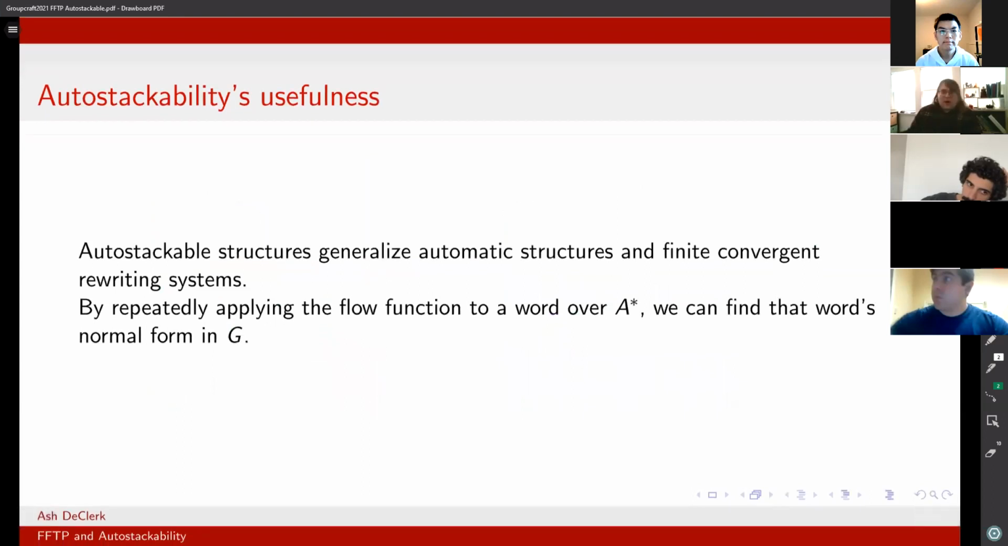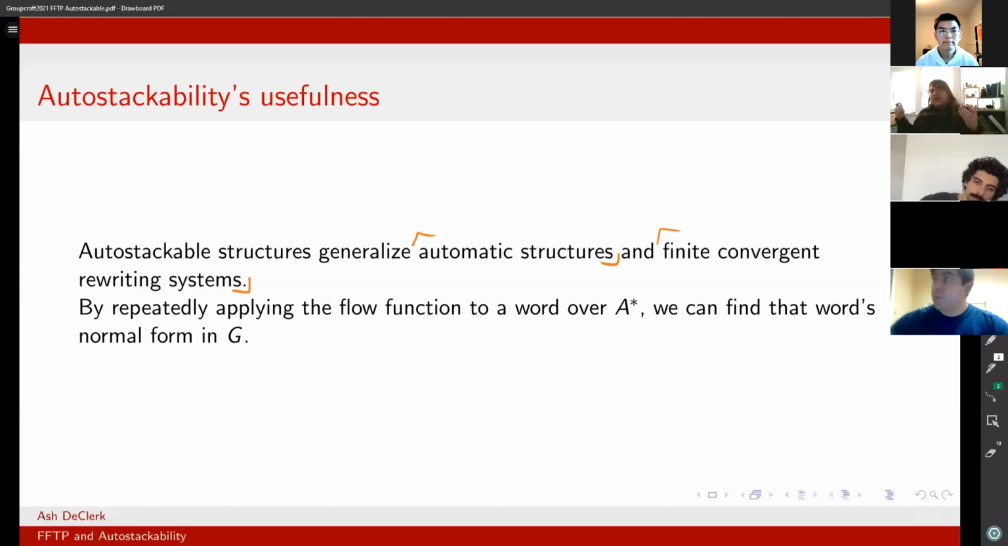So why do we care about autostackability? Part of the reason is because it generalizes a couple of very nice structures that are already well studied. So it generalizes automatic structures and it generalizes finite convergent rewriting systems. And both of these are nice ways to solve the word problem for certain groups.